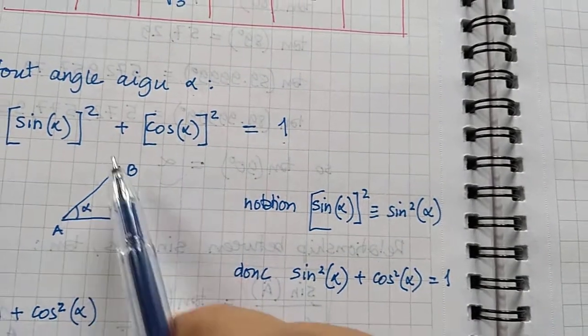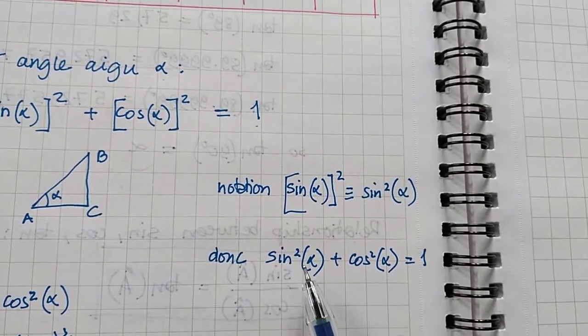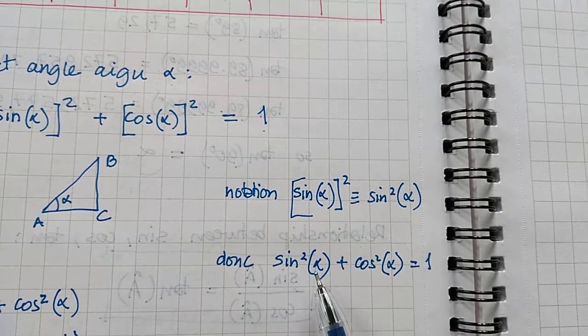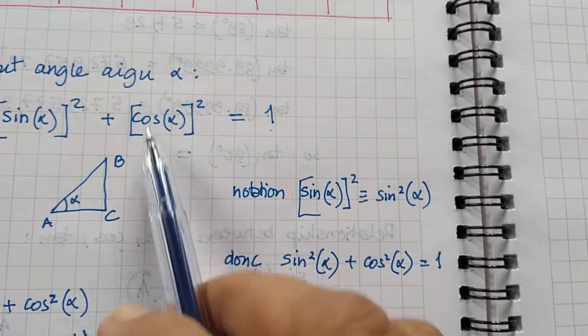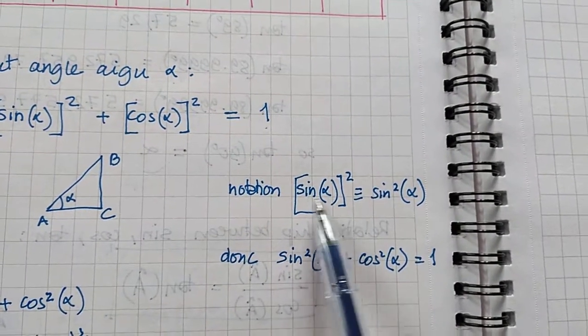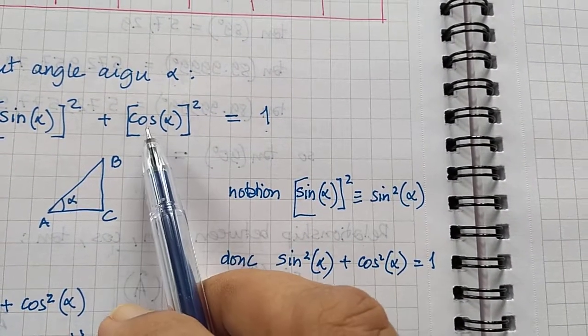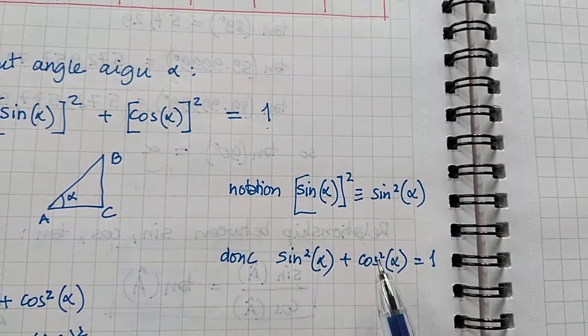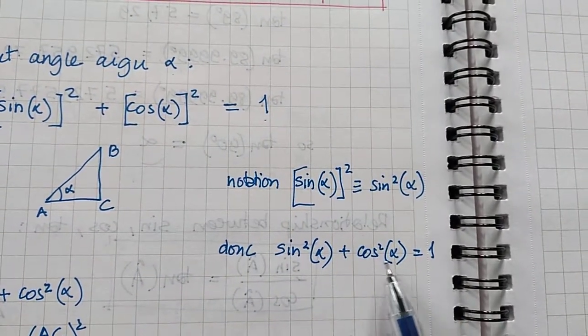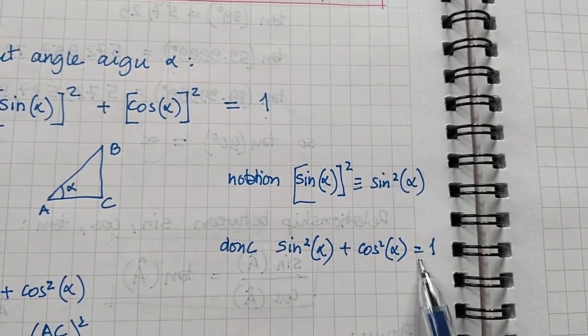I'm not doing any calculation. This is traditionally written as sin²α and read as sine square alpha instead of sine alpha square. It is called sine square alpha, but it means sine alpha, the whole thing squared. Similarly, cos alpha squared is written as cos²α. So we will prove that this is equal to 1.